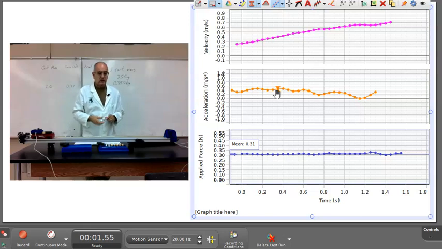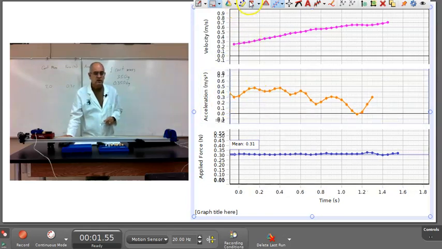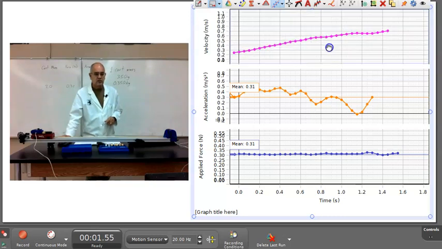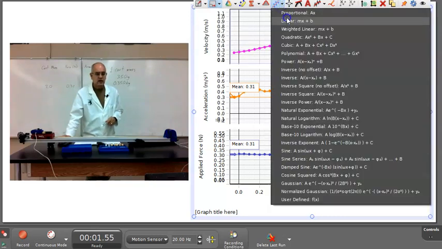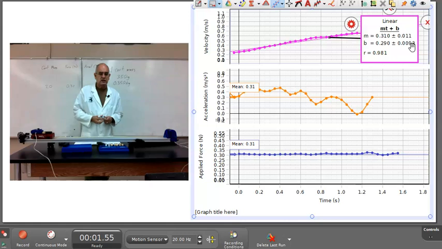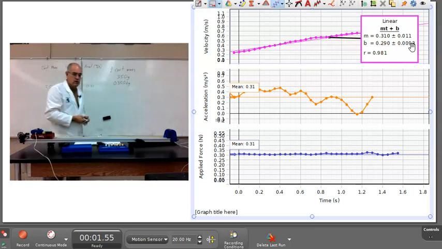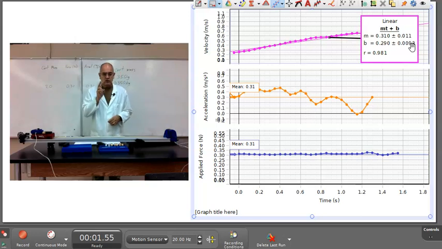Next, I need to find the average acceleration. There are 2 ways of doing that. I can either use the average of the accelerations, and the average of the accelerations in this case is 0.31 meters per second squared, or I can use the slope of the velocity versus time graph, and I'll use the best fit line there, and I come up with a slope of 0.31 meters per second squared. So let's go ahead and use that: 0.31 meters per second squared, 0.31 newtons of force for 2 cart masses.